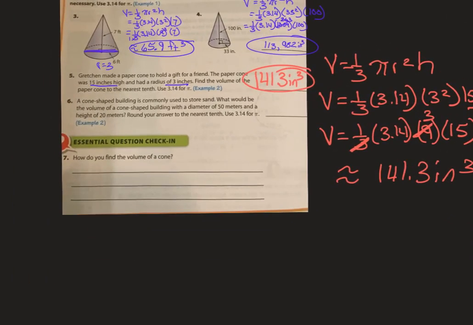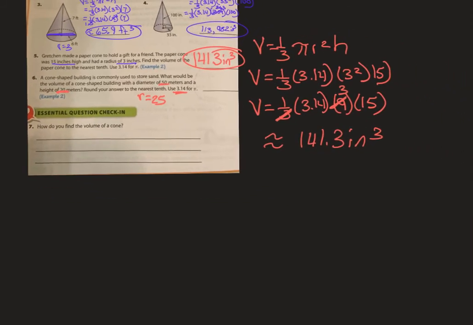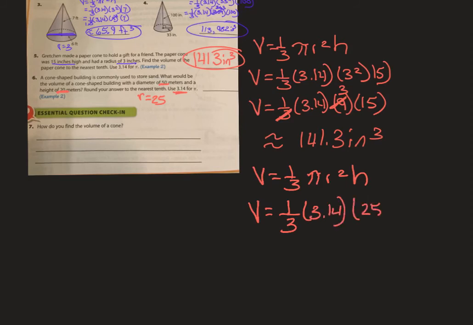On the next problem, it says a cone-shaped building is commonly used to store sand. What would be the volume of a cone-shaped building with a diameter of 50 meters and a height of 20? Again, you're using 3.14. So if the diameter is 50, the radius would have to be 25, right? So let's go ahead and fill that in again. Volume equals 1/3 pi r squared times height. Make sure you're writing these out so you know what you're doing. 1/3 pi is 3.14. We already decided your radius is 25 and the height is 20.